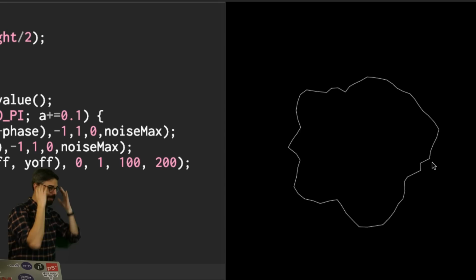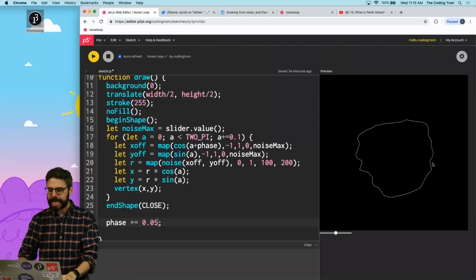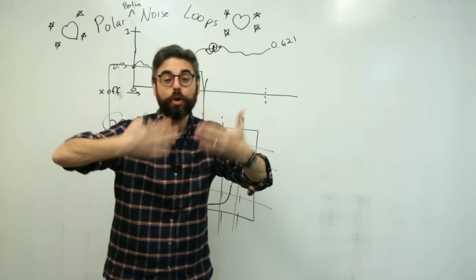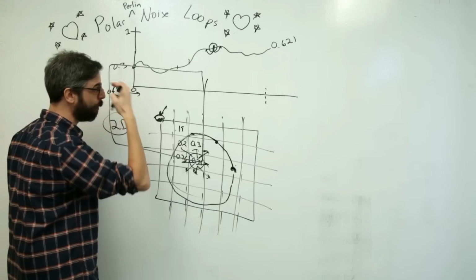So you see the exciting possibilities of thinking about Perlin noise values as one-dimensional values that we might pull over time in a one-dimensional fashion, but actually pull them from the path of a circle in the two-dimensional Perlin noise space.